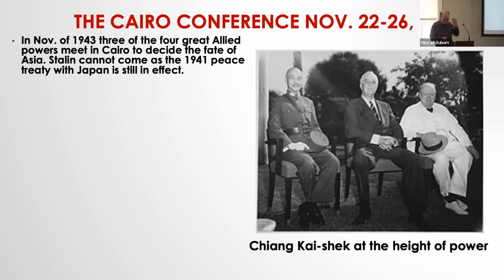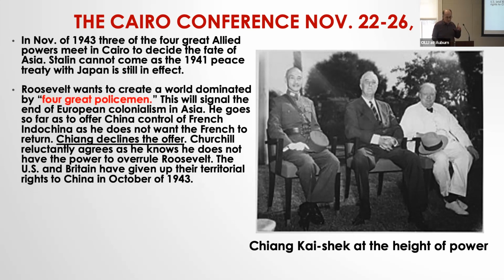And it's going to be a great moment for the Chinese and Chiang Kai-shek. So first of all, Roosevelt, who's really in charge of this thing, suggests that there should be 4 great policemen that will, I wouldn't say rule the world, but will maintain order in the world. And of course, that would be the United States, Great Britain, Russia, and China. So these 4 great policemen will maintain order.